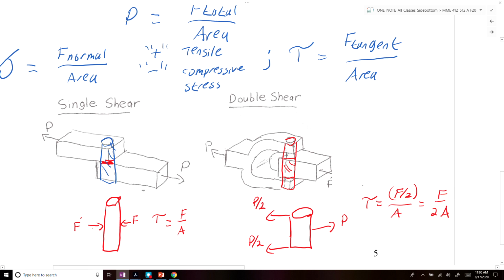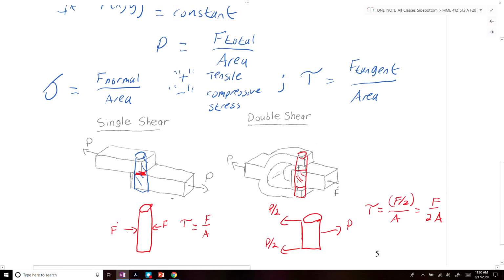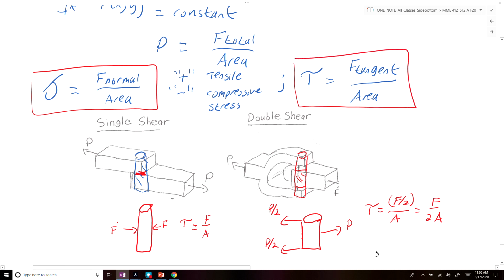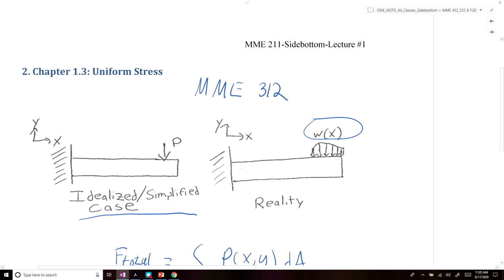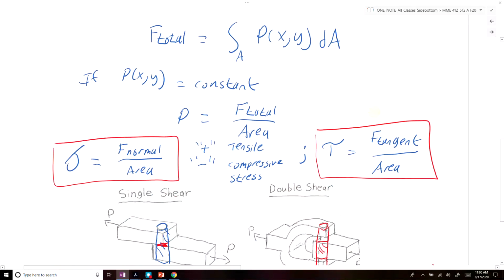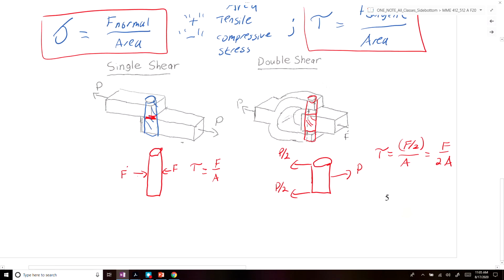These are some common cases where you have a uniform stress throughout a body, and these are the formulas that you're expected to know for calculating those uniform stresses. And that concludes this video on uniform stresses. Hopefully this was nothing too new for you, as you probably covered this all in your strength of materials class.